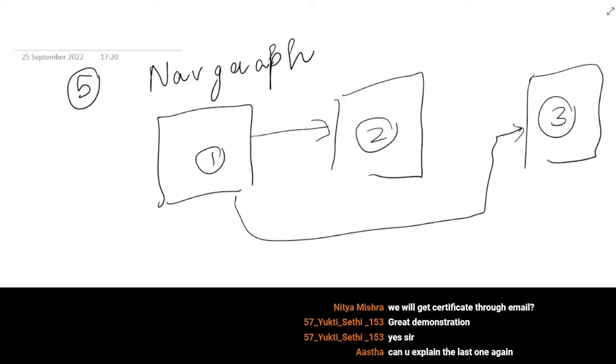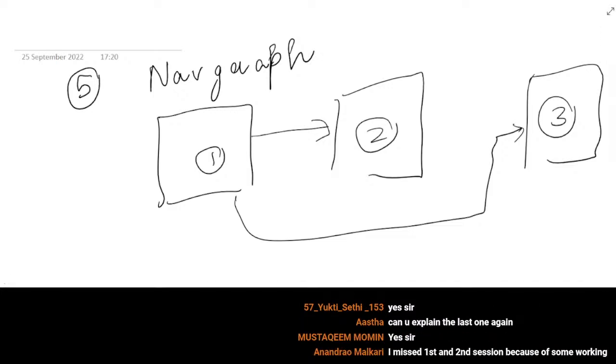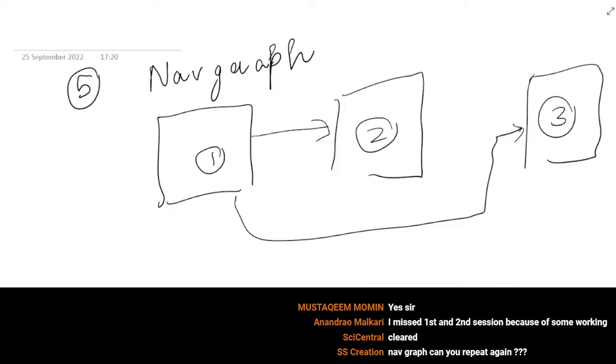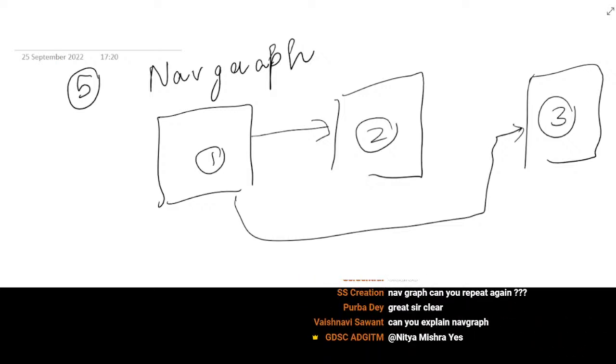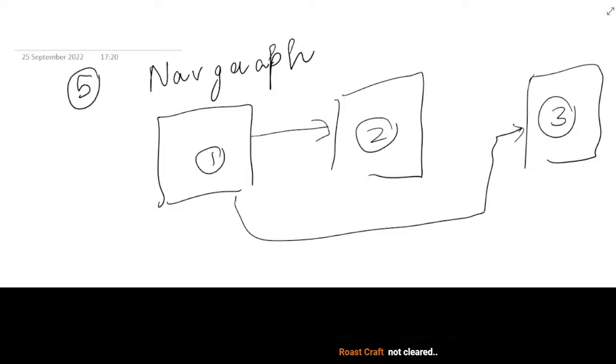All right. I'll explain the last one again. So the nav graph is nothing but the relationship between our screens. It is a complete graph which tells us what happens when I navigate from the first screen to the second, or how I navigate from the first screen to the third. So it is nothing but the relationship between all the screens. A graphical representation of these actions and destinations and routes is nothing but the nav graph.